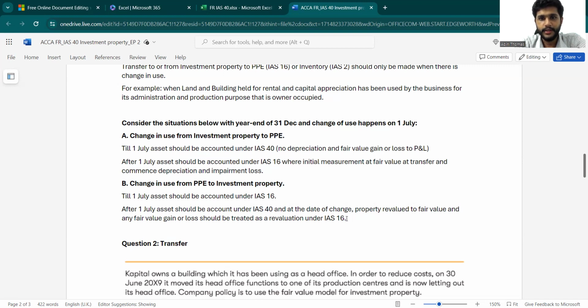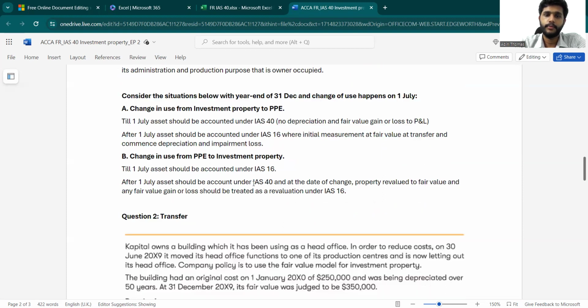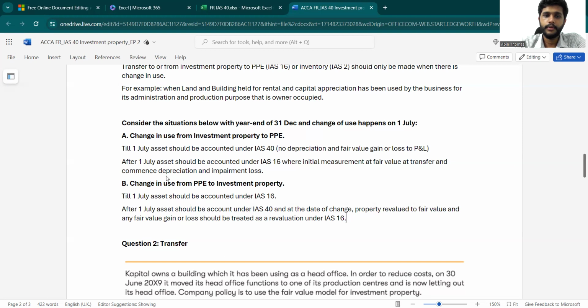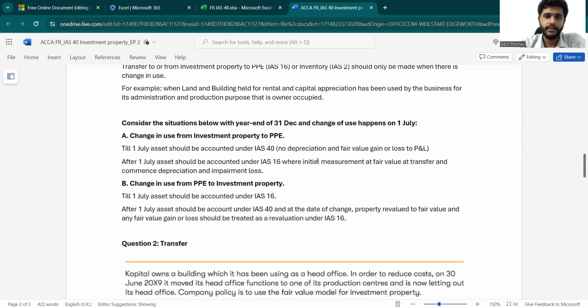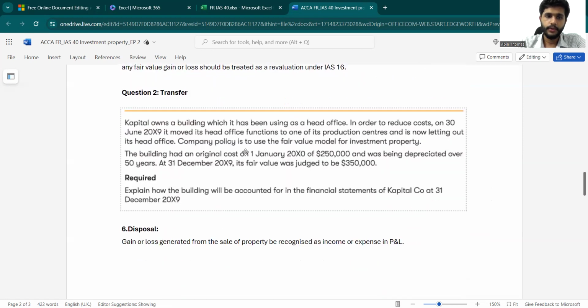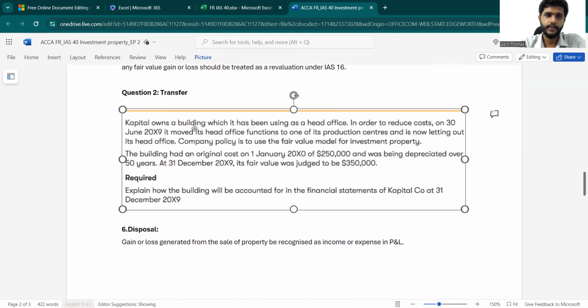If you are not getting the picture, just go to our first episode for IAS 16 and see how the revaluation model works. I believe you all got the idea when there is a change in the use of investment property to PPE, or vice versa, from PPE to investment property. Very, very important to see these two different situations. To clarify more, let's do one example on the transfer.